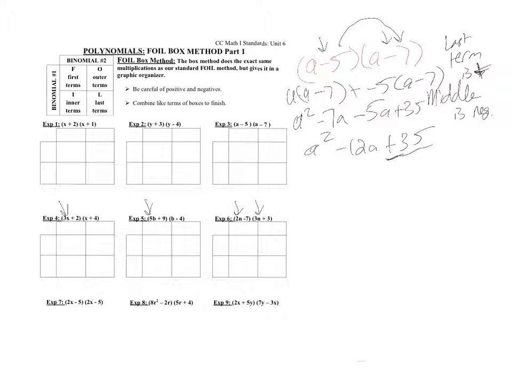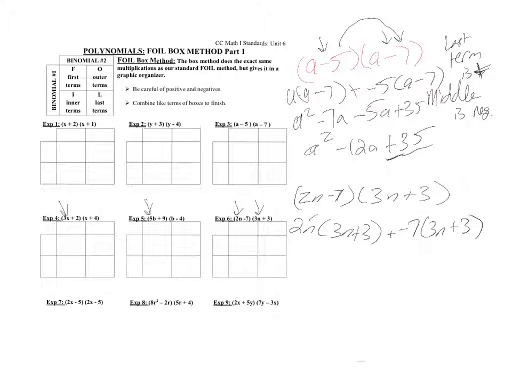Example 6, it's going to be the same thing. 2n minus 7 times 3n plus 3. It's going to be the same steps. We're going to do 2n times 3n plus 3, and then plus negative 7 times 3n plus 3.